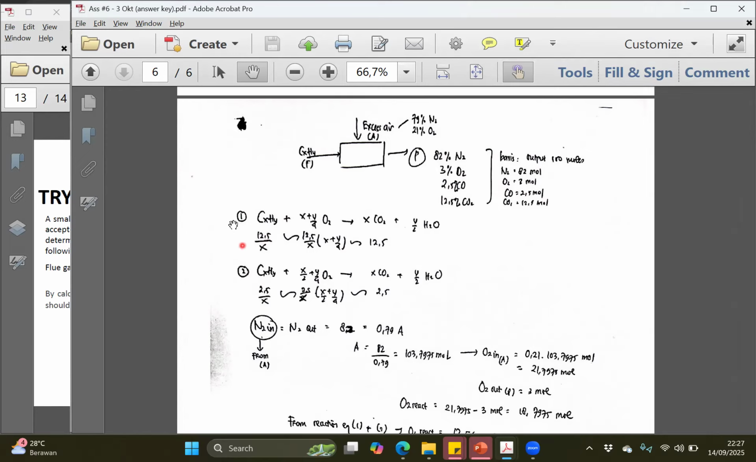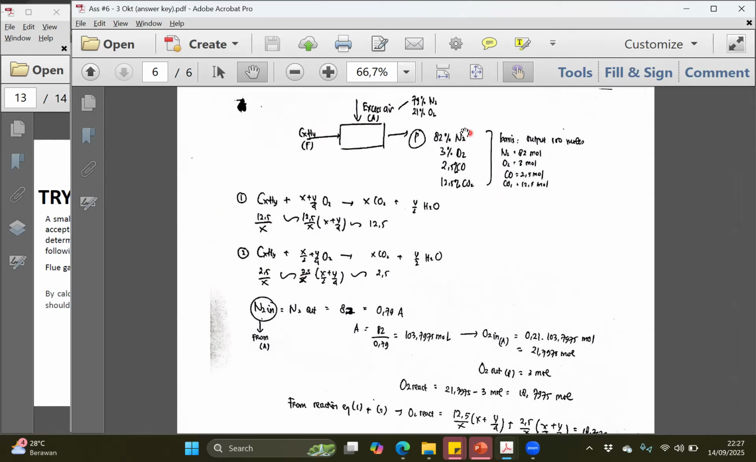After I finish with the two reactions, I will go with the nitrogen. Why is nitrogen important? Because I cannot see nitrogen in the outlet, but I can see nitrogen in the inlet. The nitrogen in and out will be the same because it's inert. So N2 in equals N2 out equals 82 moles, and it equals 0.79 A, because air consists of 79% nitrogen and 21% oxygen.